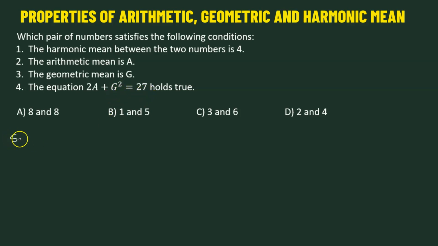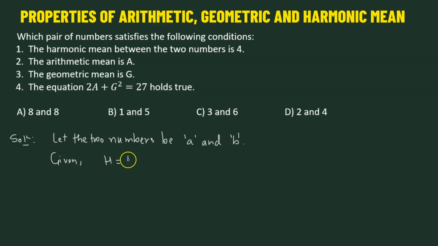Let us begin. So what we'll do, we'll assume that the two numbers are A and B. Now it's given in the problem that the harmonic mean has a value equal to 4. So immediately we can write the harmonic mean, because we know that whenever we have two numbers, the harmonic mean is simply 2AB divided by A plus B. This will be equal to 4. Let's label this as number 1.